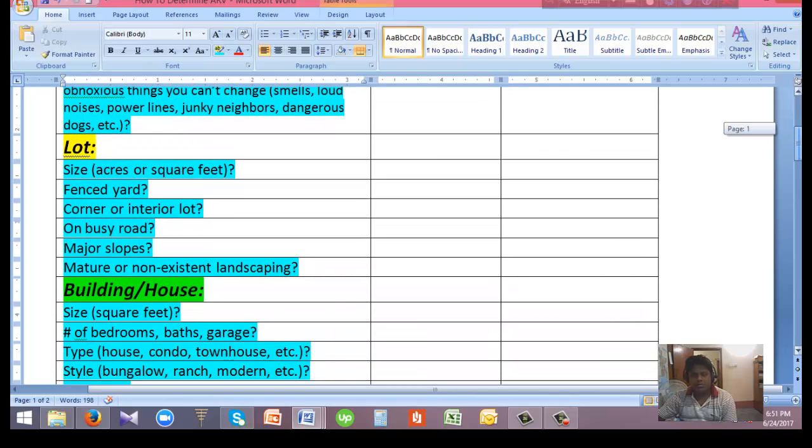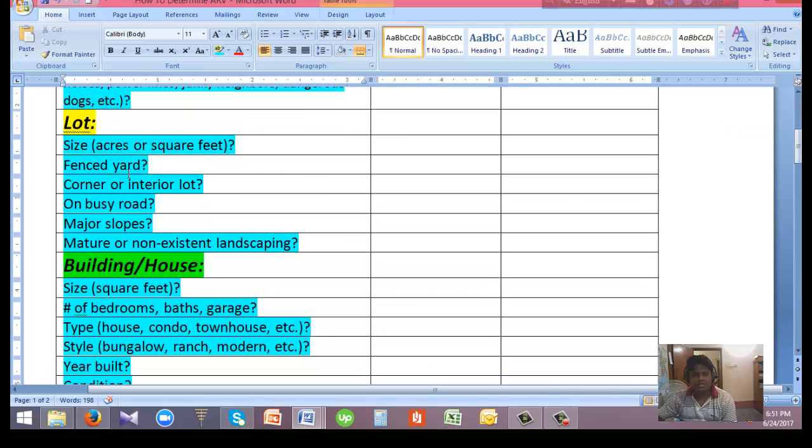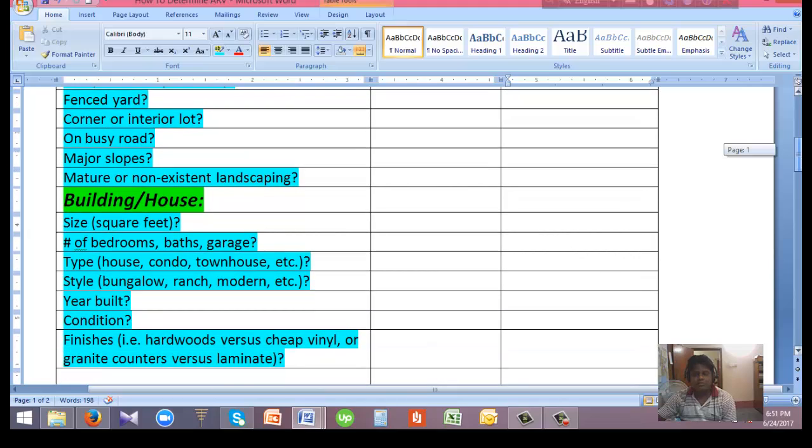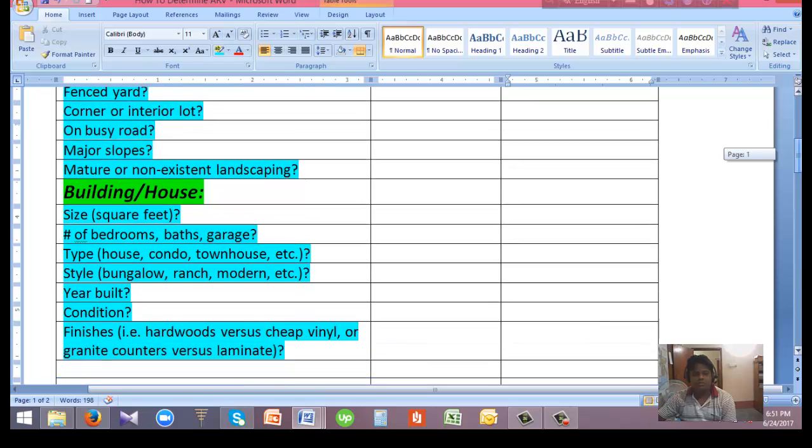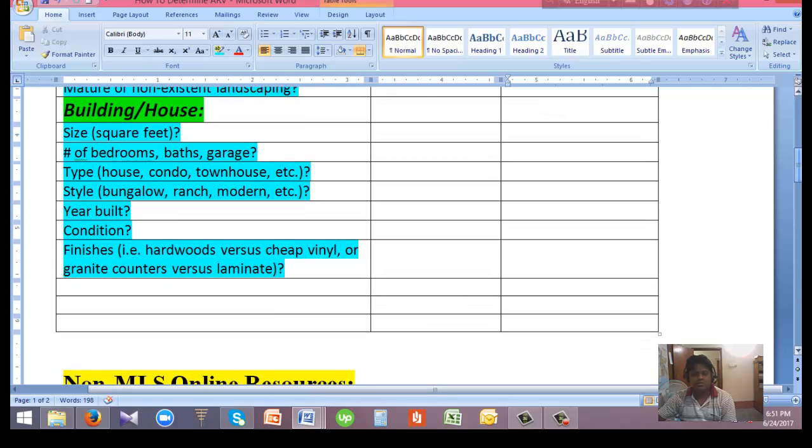And again, we will compare the lot size or square footage of the subject property with our sold or listed property. Then a fenced yard or not, corner or interior lot, a busy road or not, major slopes, mature or non-existent landscaping. We will compare these features with our sold or active listed properties.